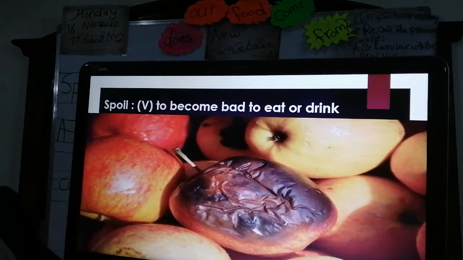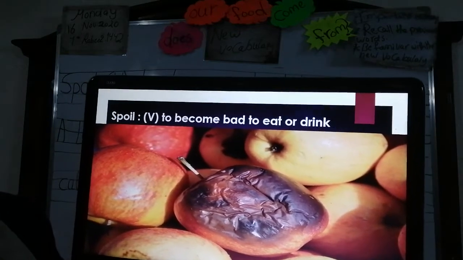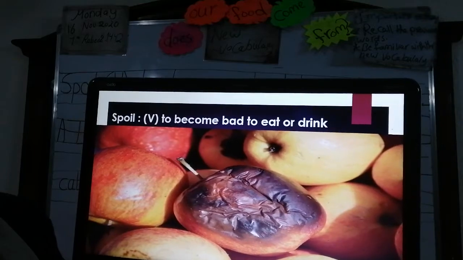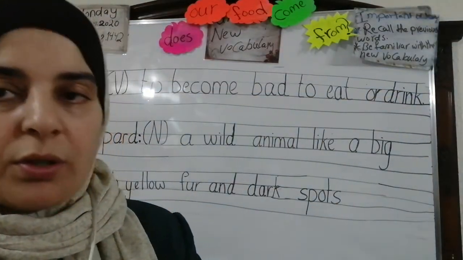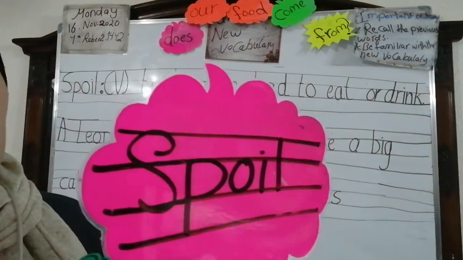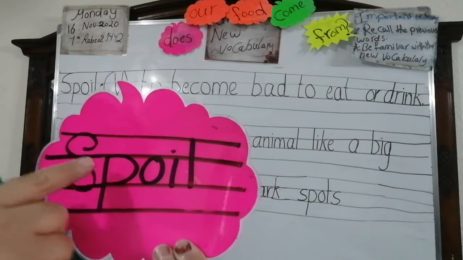What do you mean by spoil? It's a verb, to become bad, to eat or drink. Look at this one. This is the word spoil. We're going to write it between the 4 lines.